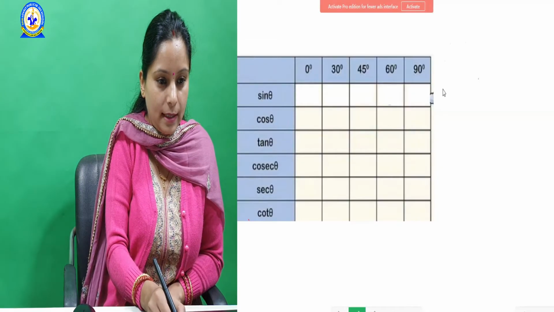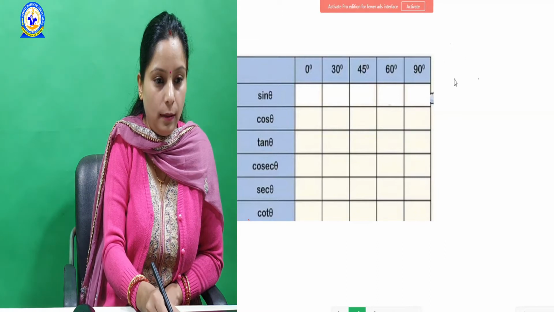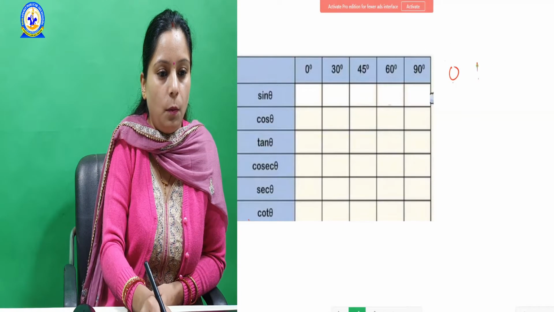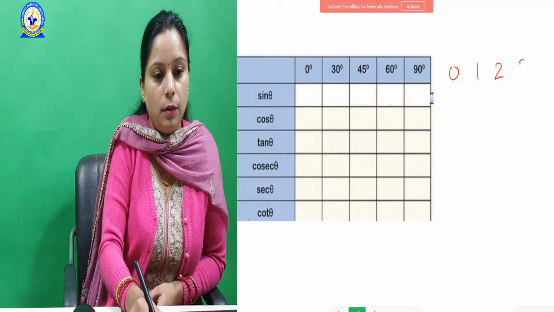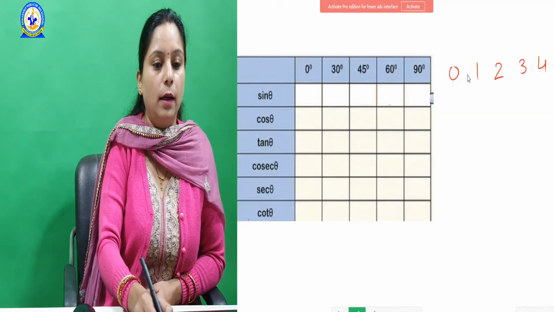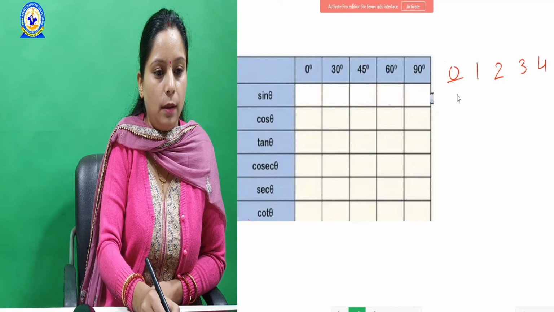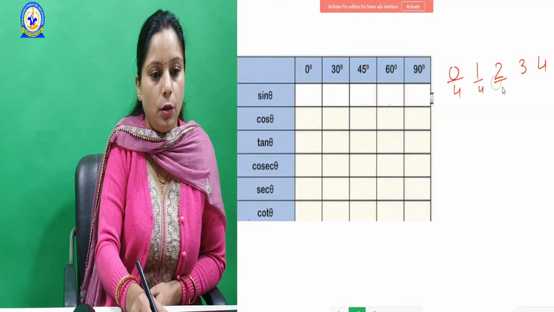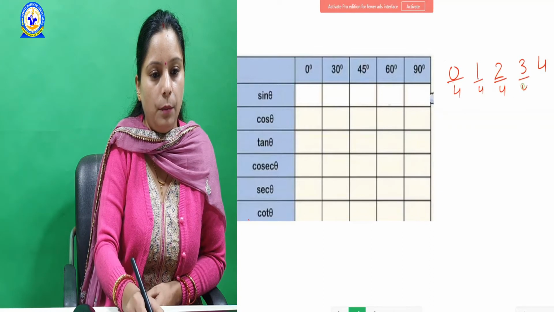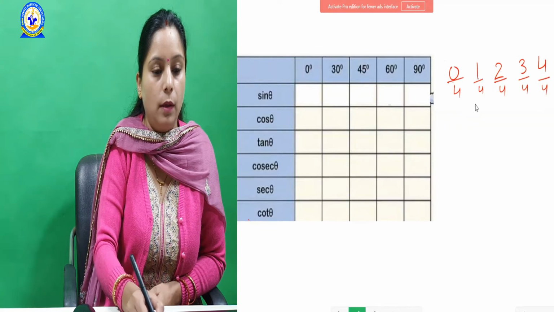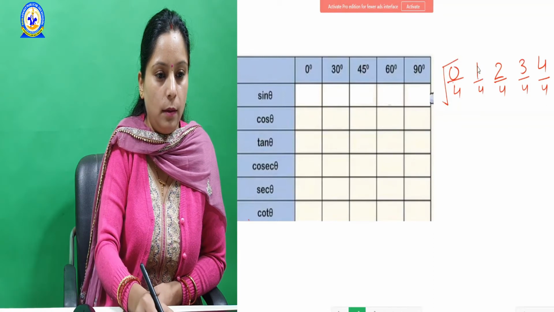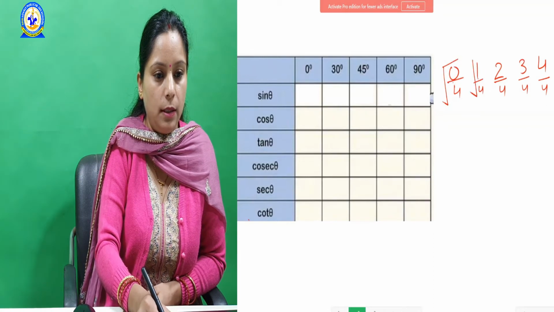First of all, we will write the simple counting from 0 to 4. So let's write 0, 1, 2, 3 and 4. Now divide each value by 4, like 0 upon 4, 1 upon 4, 2 upon 4, 3 upon 4 and 4 upon 4. Now take the square root of it. For each and every value, take the square root.